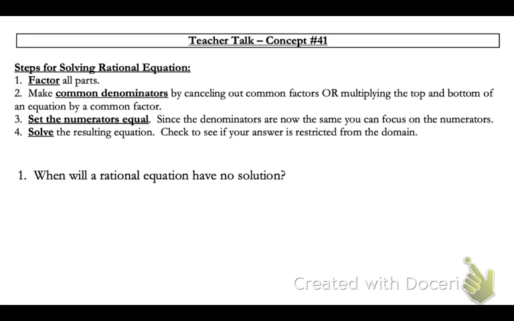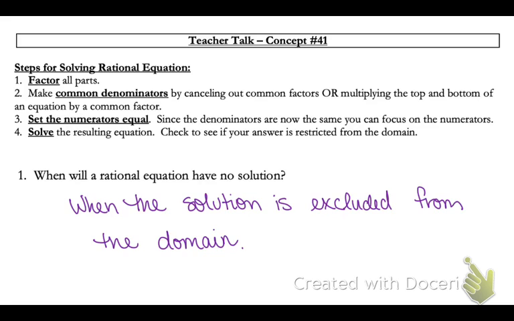This first question says, when will a rational equation have no solution? And the answer is when the solution is excluded from the domain. Remember that your denominator cannot equal 0, so any number that would make your denominator 0 would cause an exclusion.